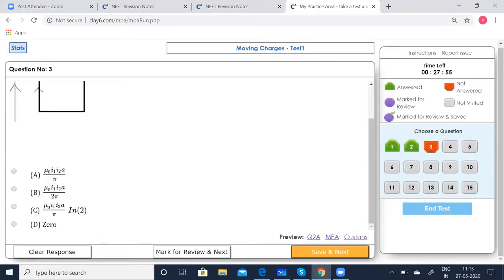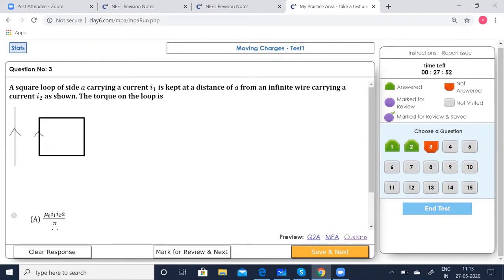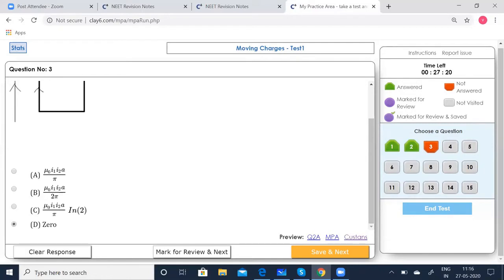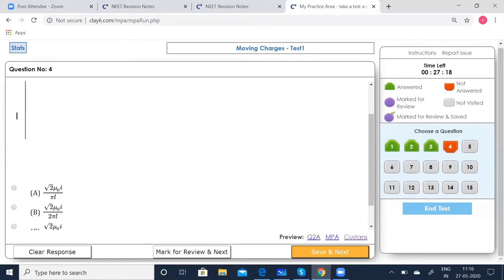Go to the next. A square loop of side A carrying a current I1 is kept at a distance of A from an infinite wire carrying a current I2 as shown. The torque on the loop is... All right. Now you can see this is a square. The forces acting on the loop are all in the plane, as a result of which there is no torque acting on it. So you can say it is 0. Save that. Go to the fourth one.